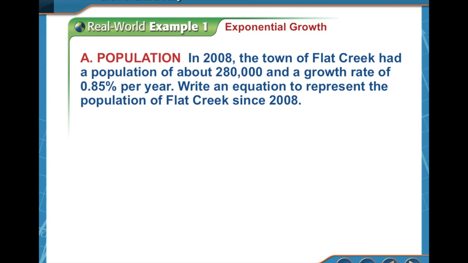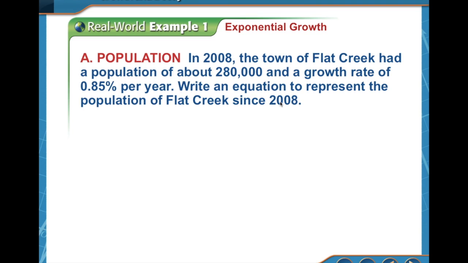So what we see here is a little bit of words to talk about. So don't worry about the words. We'll get to the equation in just a second. So for this context, we know in 2008, the town of Flat Creek had a population of about 280,000 and a growth rate of 0.85% per year. We're asked to write an equation to represent the population of Flat Creek since 2008.